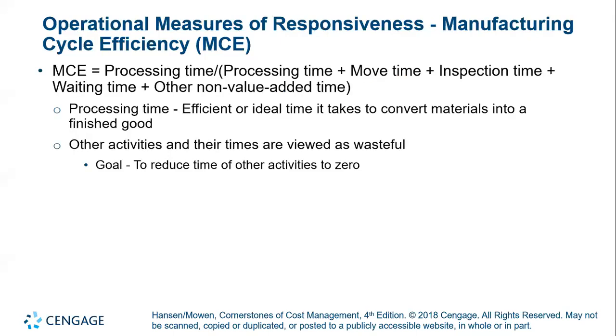Now, operational measures of responsiveness: manufacturing cycle efficiency, or the MCE. Manufacturing cycle efficiency is taken by dividing the processing time by the sum of the processing time plus move time plus inspection time plus waiting time plus other non-value added time. Processing time is the efficient or ideal time it takes to convert materials into a finished good. Other activities and their times are viewed as wasteful. The goal is to reduce time of other activities to zero.